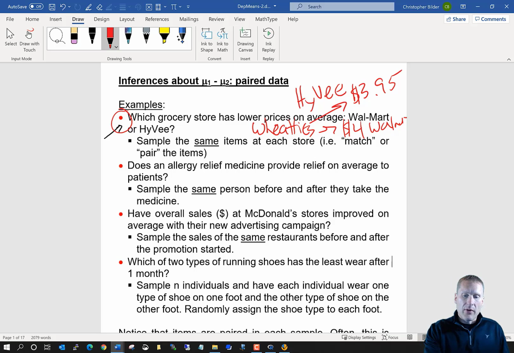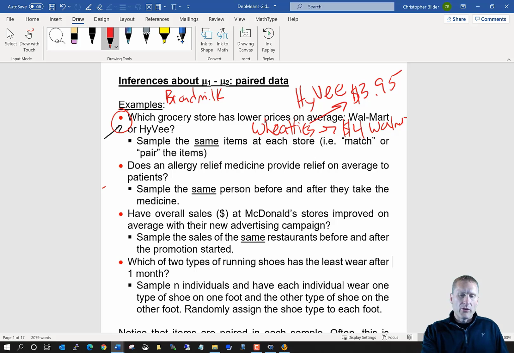Perhaps, for example, a particular brand of milk, whatever that brand might be. You sample that same brand at Hy-Vee, you sample the same brand at Walmart. So again, the samples are connected in a way; they're dependent.